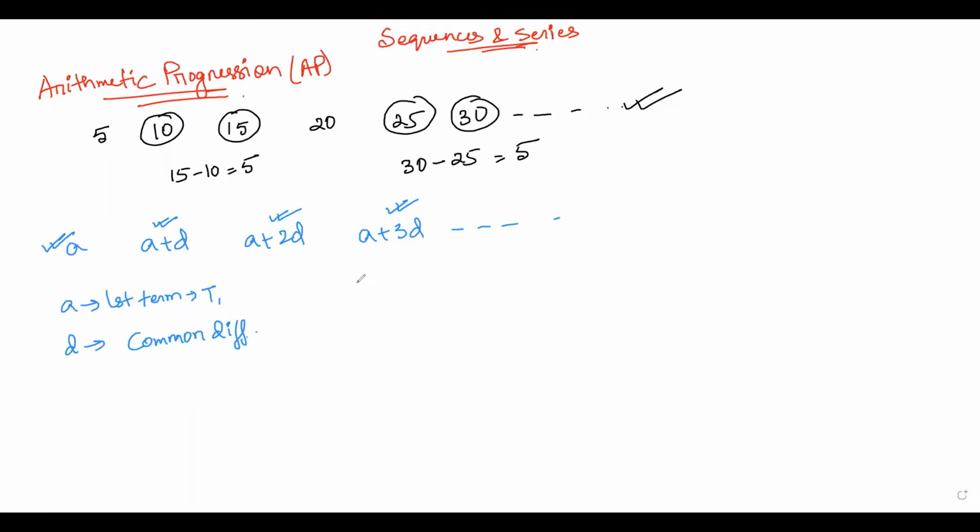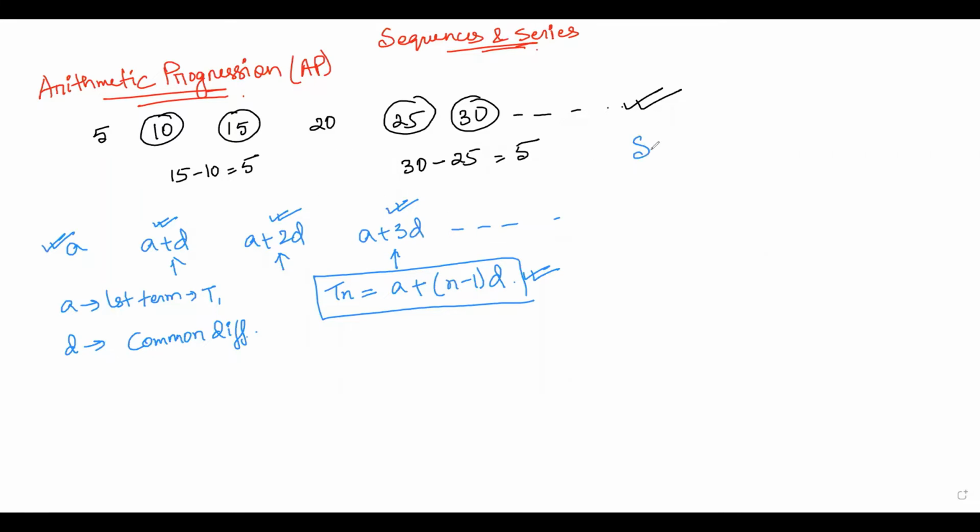In a similar way, if we want to write the nth term, that is Tn, it can be written as A plus (n minus 1) into D. As in the second term, we are getting A plus 1 into D. In the third term, we are getting A plus 2 into D. In the fourth term, we are getting A plus 3 into D. So in the nth term, we'd be getting A plus (n minus 1) into D. So the nth term of an AP series is given by A plus (n minus 1) into D.